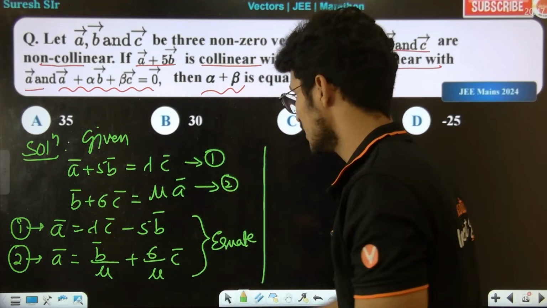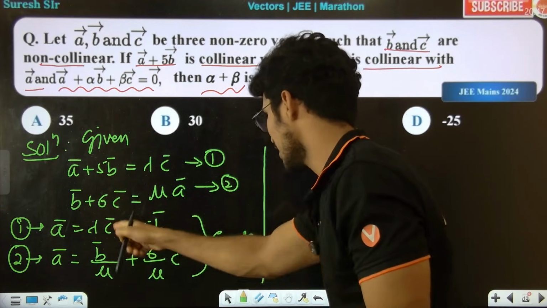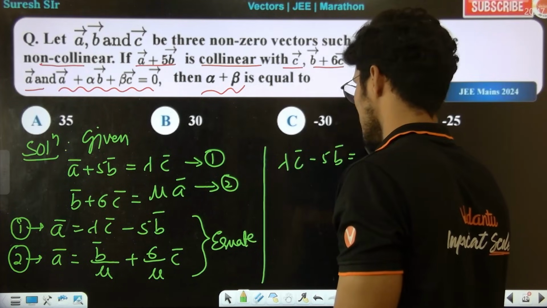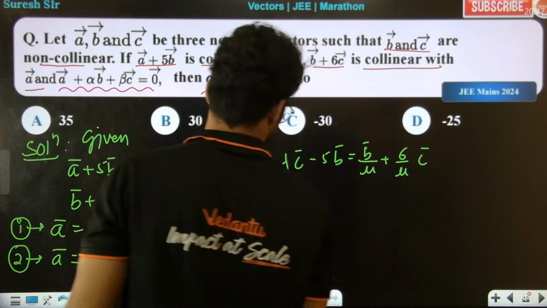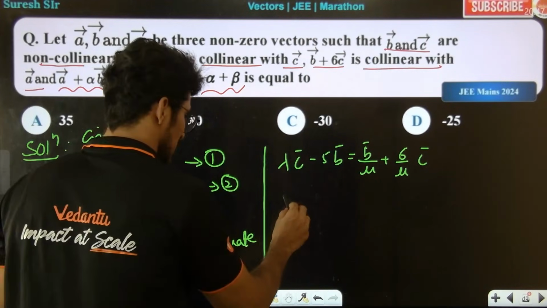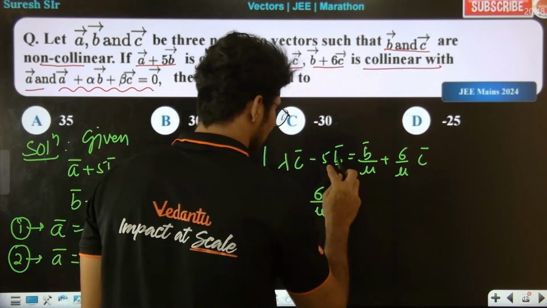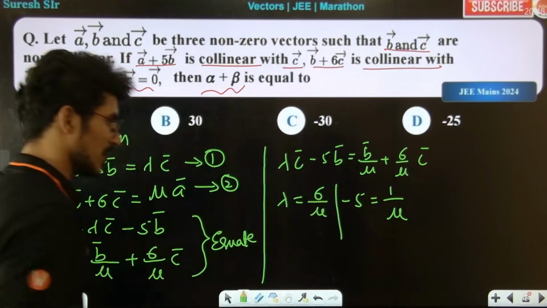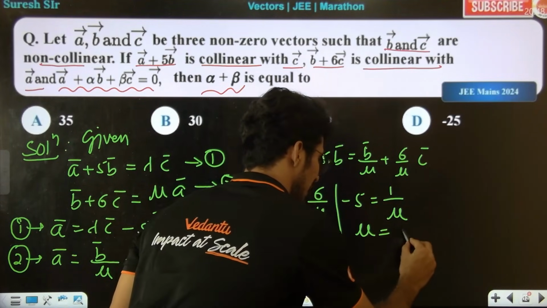So tell me now, C is equal to what? Equating these two, this is equal to this. So lambda C minus 5B is equal to B vector by mu plus 6 by mu C vector. Yes or no? Now the coefficient of C is lambda, and that is equal to what? 6 by mu. Wonderful. Now the coefficient of B is minus 5 here and 1 by mu here. Now tell me, what is mu going to be? Minus 1 by 5.